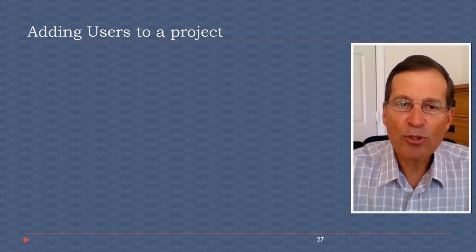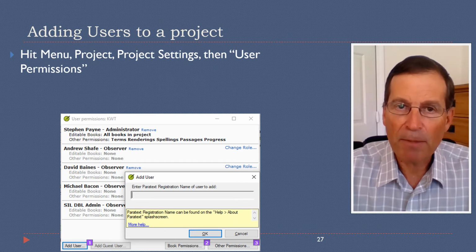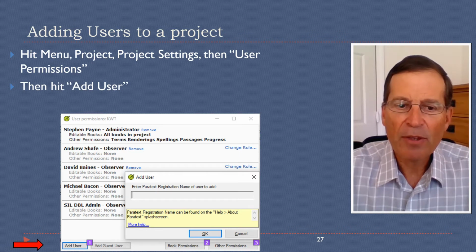So to add users to a project, you would hit Menu, Project, Project Settings, and then User Permissions. Then you hit Add User button.